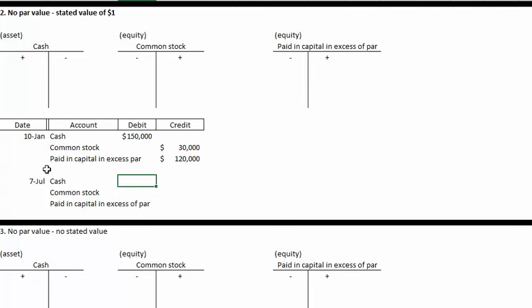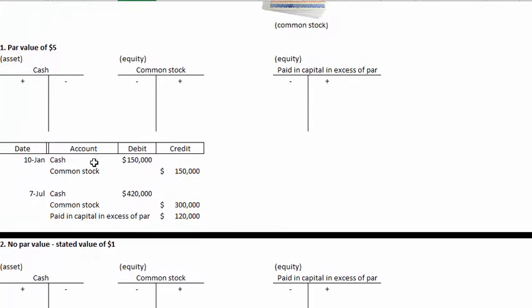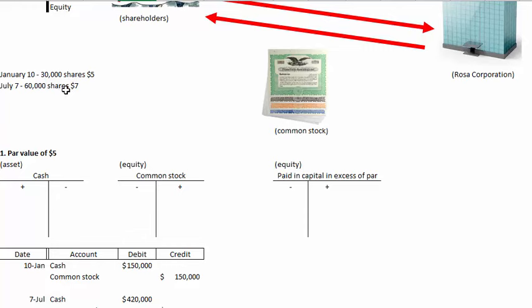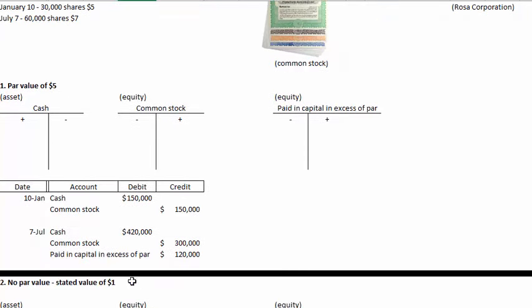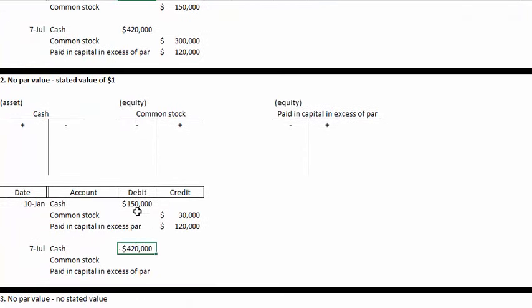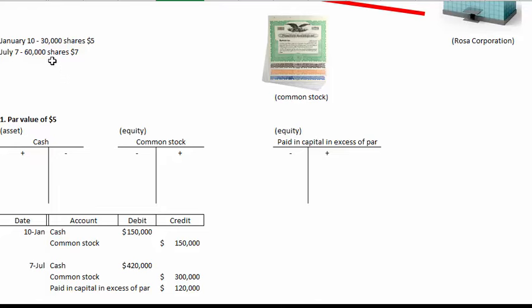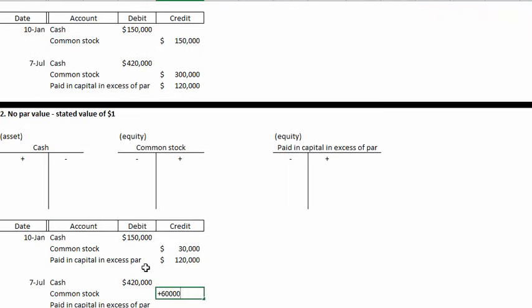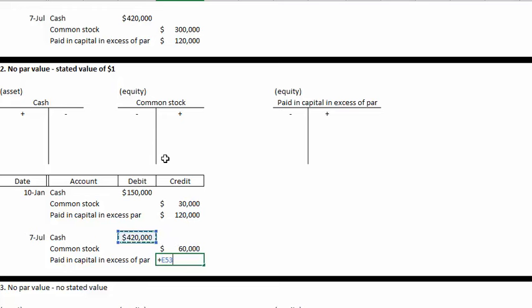So if we move to the July 7th transaction, we're still going to get that same amount of cash, 60,000 shares times $7 or $420,000. The amount that goes into the common stock account is the number of shares issued, which was 60,000 times the par stated value of $1. And remember, the difference goes to the paid in capital in excess of par account.